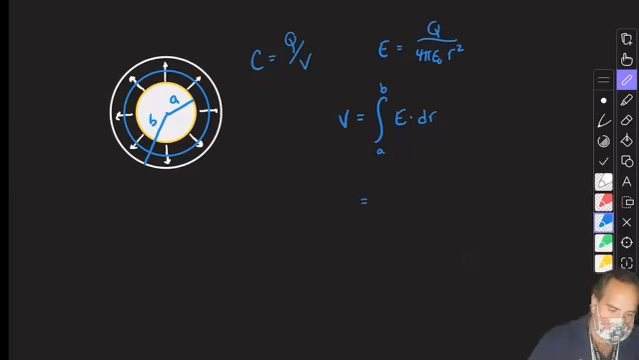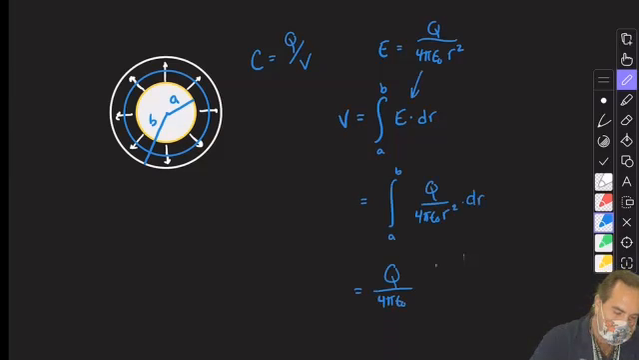So then we have to take and just drop this in so I can integrate. I'm going to get the integral from A to B of Q over 4 pi epsilon naught r squared dr, which when I factor all this stuff out is the integral from A to B of 1 over r squared dr.